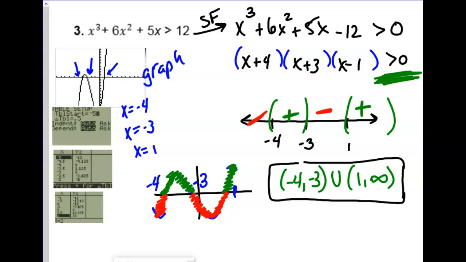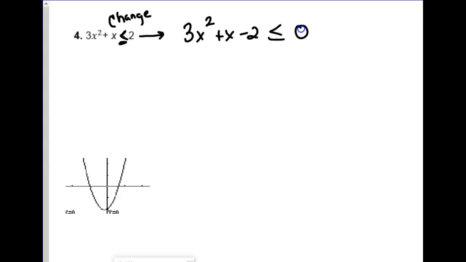Not too bad, right? Now the next question, it bothered me that this set of notes didn't have a single question that had an equal to bar on it. So can you please change the question so that it says less than or equal to? Just so we get a little variety in our lives. Okay, so while we've changed that, can you guys tell me whether we're in standard form yet? This is not in standard form. So subtract the 2 to the other side, 3x squared plus x minus 2. I want to know when it's less than or equal to 0.